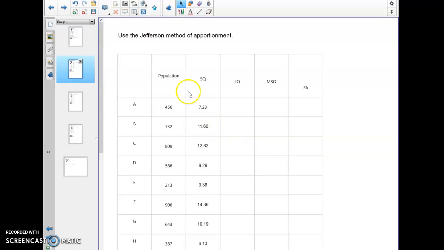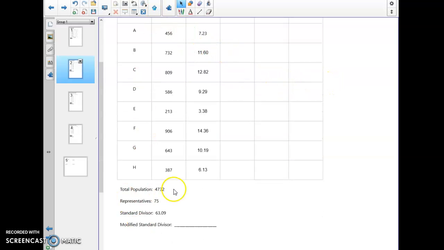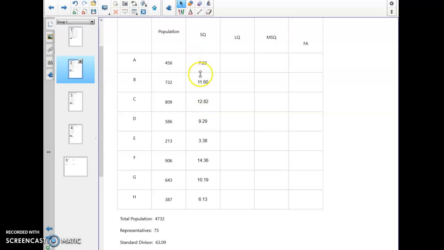For the Jefferson method, if you've noticed, I've already gotten my total population, my reps, and my standard divisor of 63.09. And then I got my standard quotas, same way we did before, by taking each individual population and dividing by 63.09. Now, when I get my lower quota, I want to add that up.